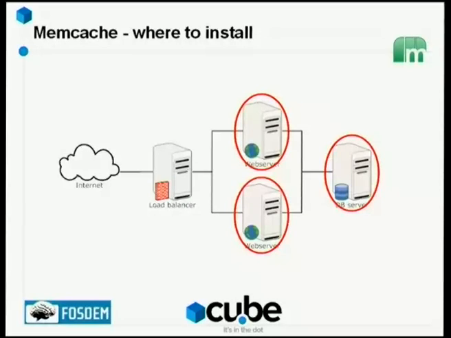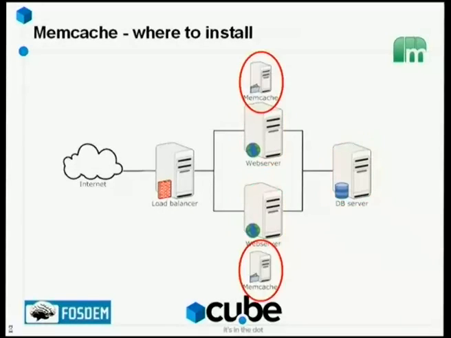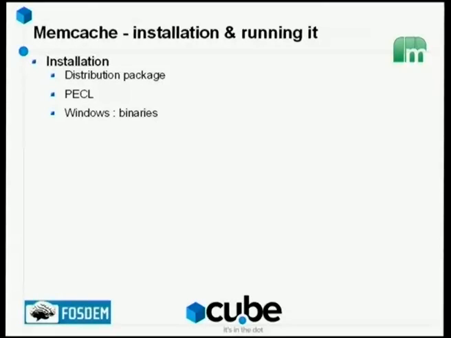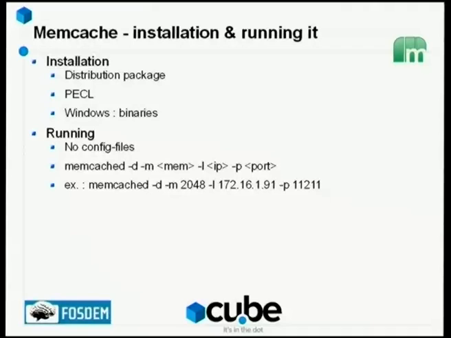Where you install it, well, you could install it on a database server, which is usually where you take the load away by having Memcache. Or web servers. On very large installations, you install it on separate machines. And installing it is very easy. You have packages for Linux. If you use PHP, you can use PECL. And on Windows, there's binaries. And to run it, there's not even a single configuration file. All you do is you run Memcached, you give it the amount of memory, the IP address, and a port number, which is usually 11211.